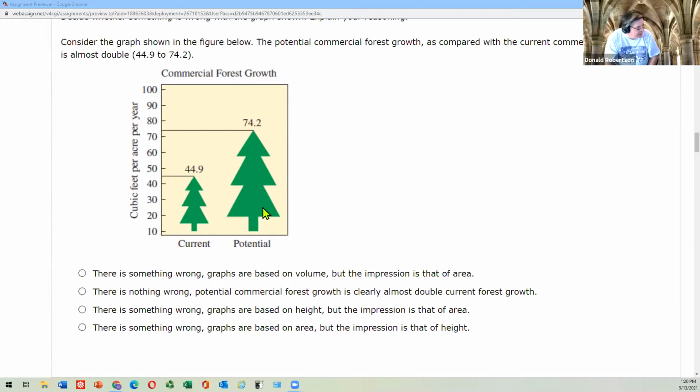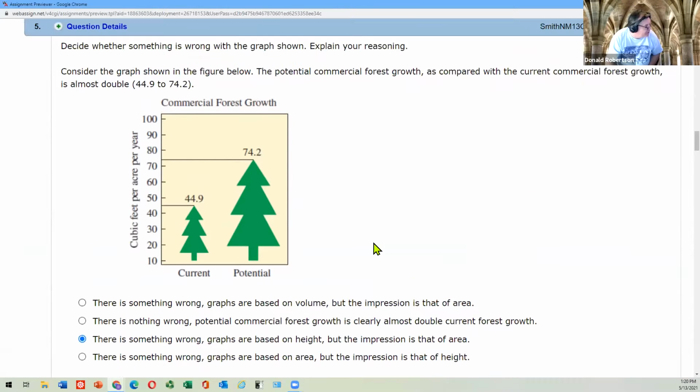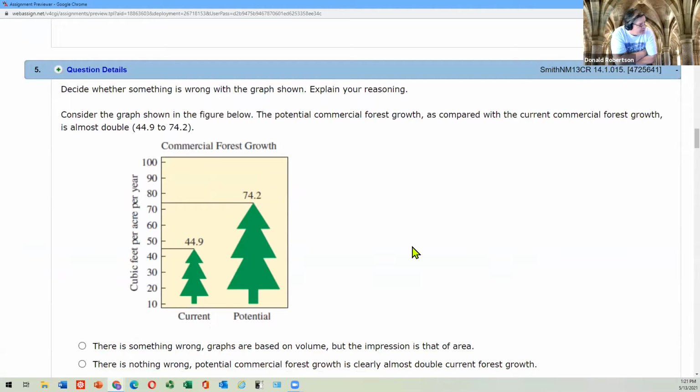If you want things to be heights, use rectangles. Don't use pictures, because if only the length is important, you won't see the whole data. There's something wrong with it. There's another problem they didn't mention, which is almost not even noticeable. Look at the left-hand side. Does it start at 0?